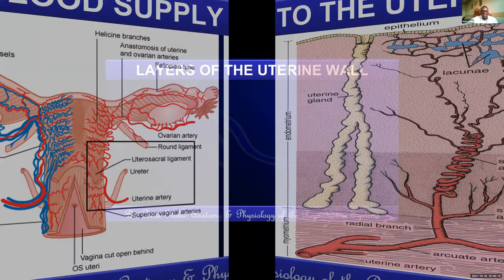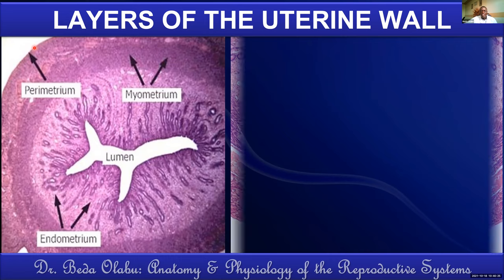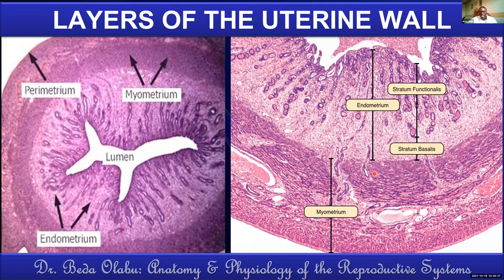Let's talk about the layers within the wall. Histologically, there are three layers within the wall. The outermost layer is called the perimetrium. It's a thin connective tissue layer lined by peritoneal lining. Then the middle layer is called the myometrium. The myometrium is the layer that contains the uterine smooth muscle. Within the myometrium, we have that layer of blood vessels, which we call the stratum functionalis. Sorry, the stratum vascularis. Stratum vascularis, the vascular layer of the myometrium.